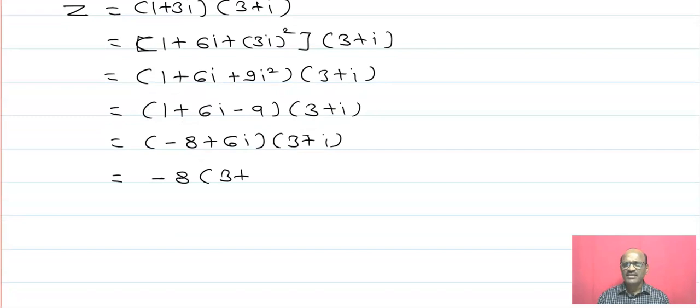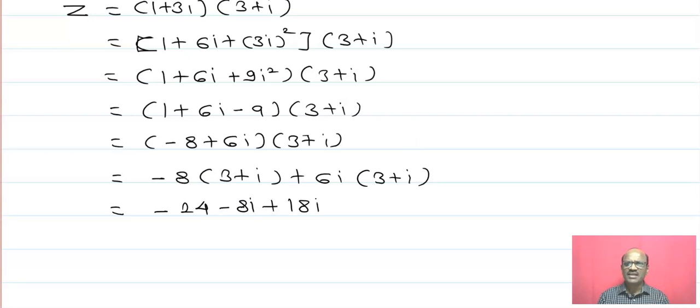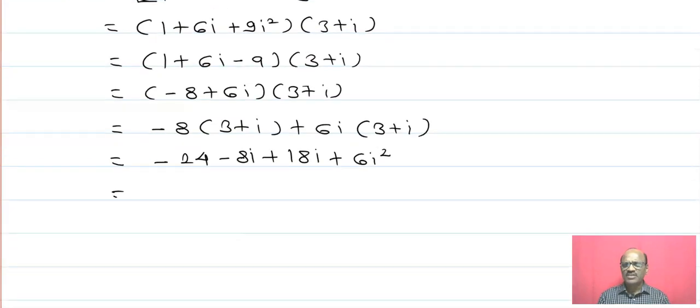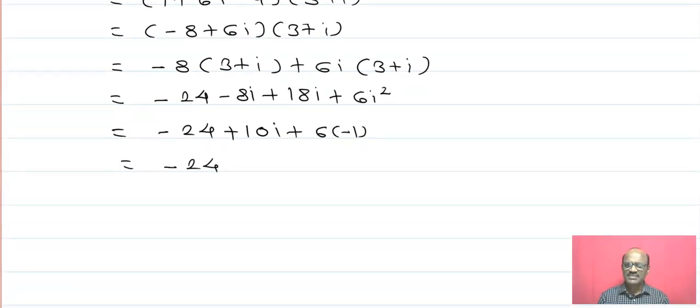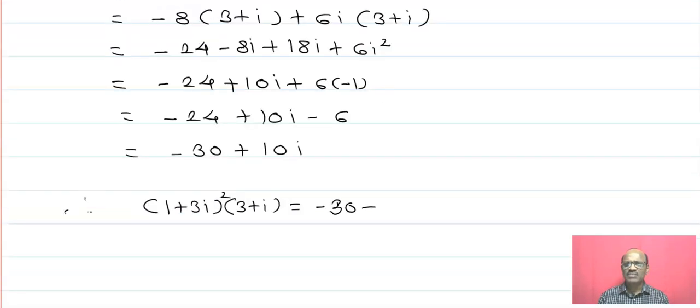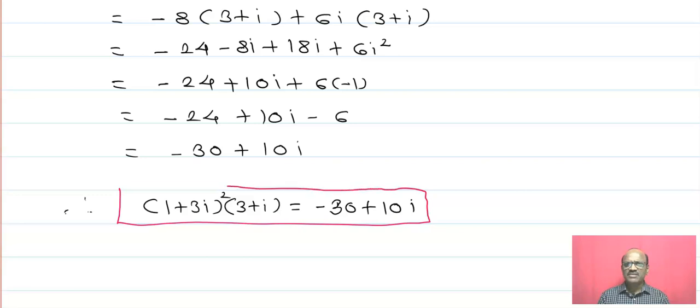That is 1 minus 9, which is minus 8 plus 6i in the next bracket 3 plus i. Now simplify. Minus 8 in bracket 3 plus i plus 6i in bracket 3 plus i. Normal multiplication: minus 24 minus 8i plus 18i plus 6i squared. If you want to see this video, make the speed slow. You can see all the notes clearly also. Minus 24 plus 10i plus 6 into minus 1, and overall you are getting minus 30 plus 10i. That is, 1 plus 3i bracket squared into 3 plus i is equal to minus 30 plus 10i.